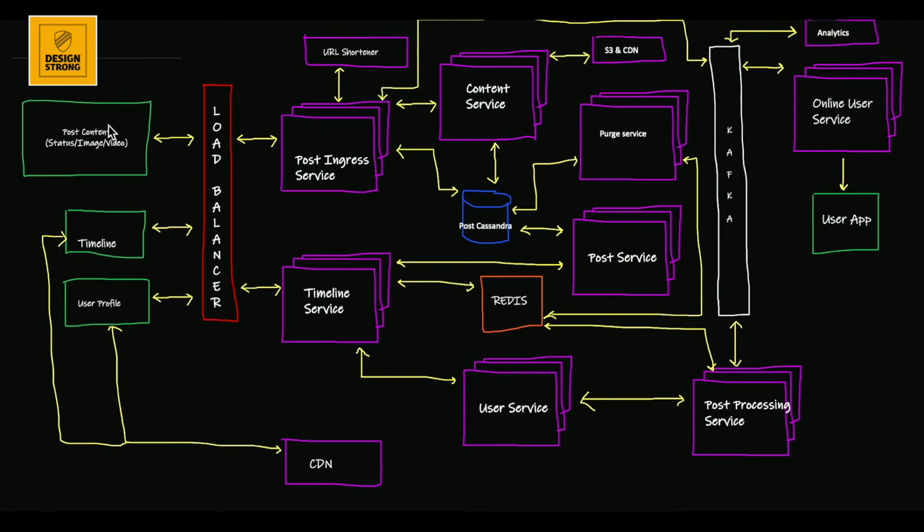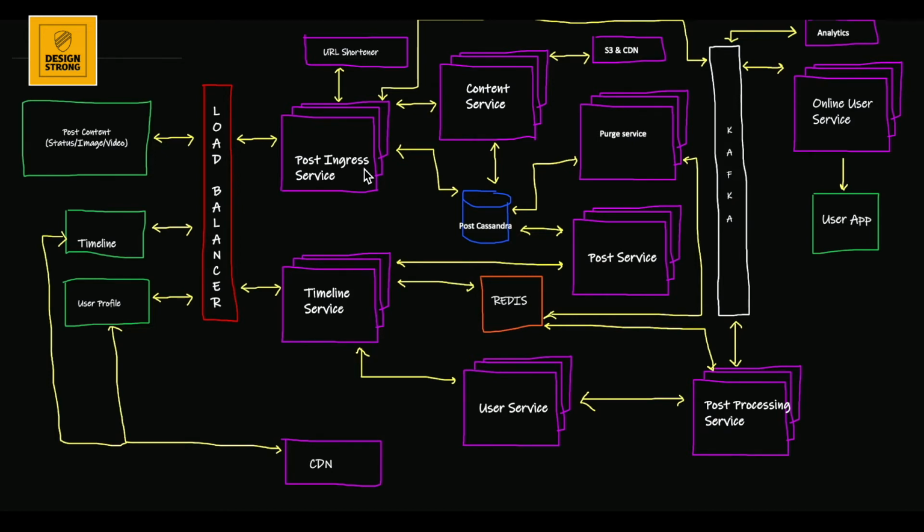So first, consider posting content. Let's say a user is posting content, and this content can be a status, image or video. So this post content request will hit the load balancer, and via the load balancer this request will come to the post ingress service. So consider the post ingress service as the first service, which will be the source of truth for any status update or posting of content which is happening.